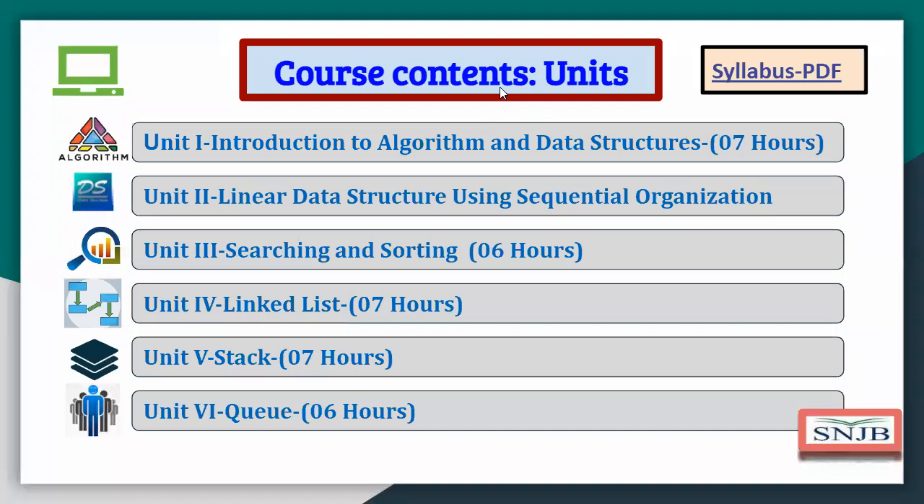First of all, introduction to... yes, these are the 5 units given. If you click this PDF, you can see the syllabus also. Here are the course contents. Unit 1 will be introduction to algorithm and data structures. After that, the second unit will be linear data structure using sequential organization, that is array data structure.